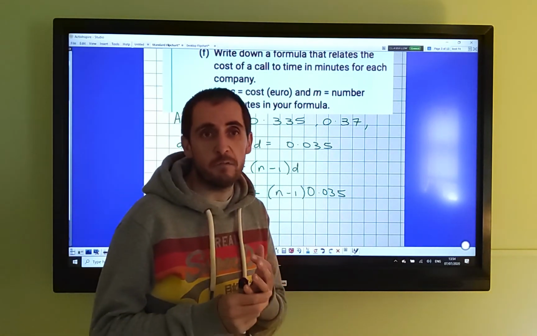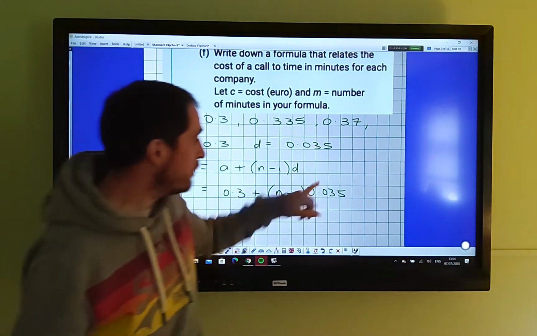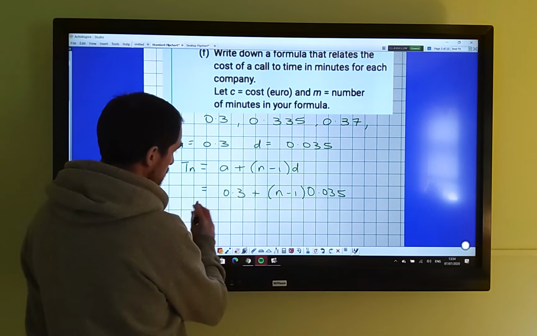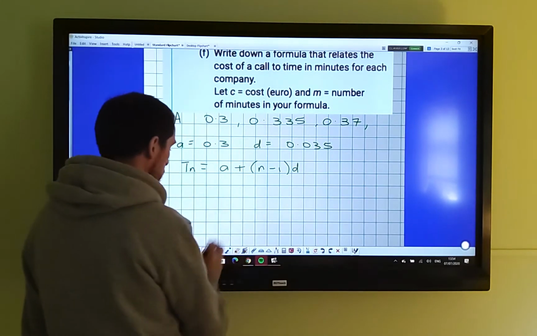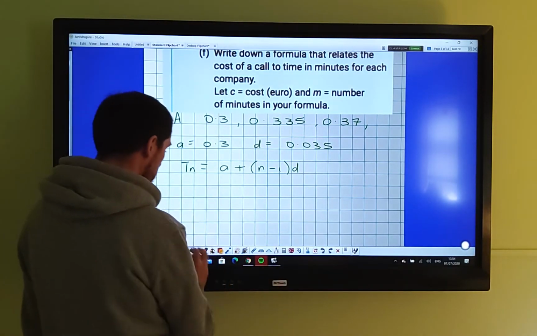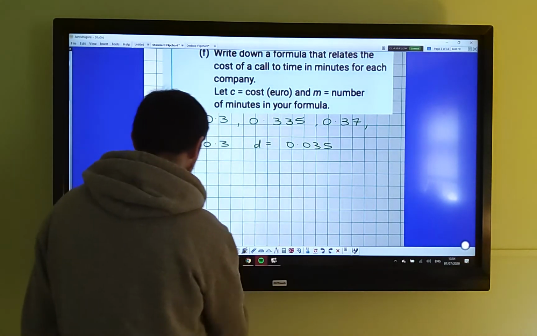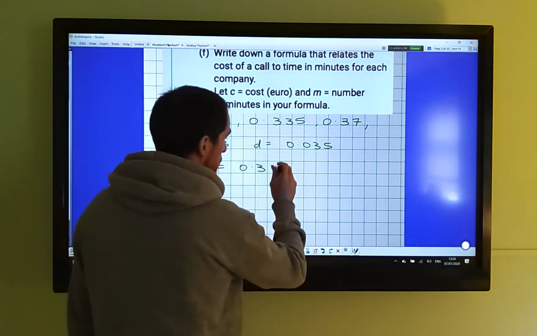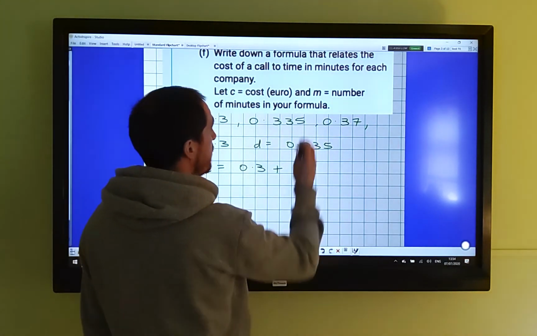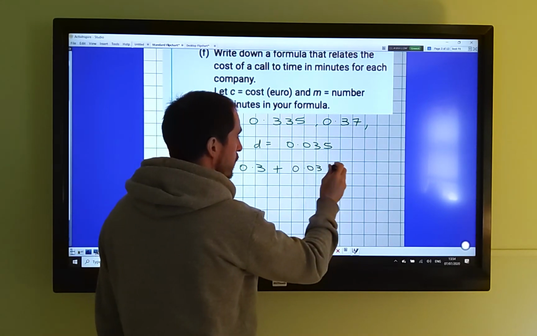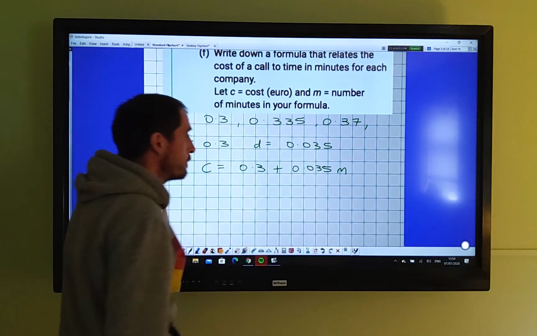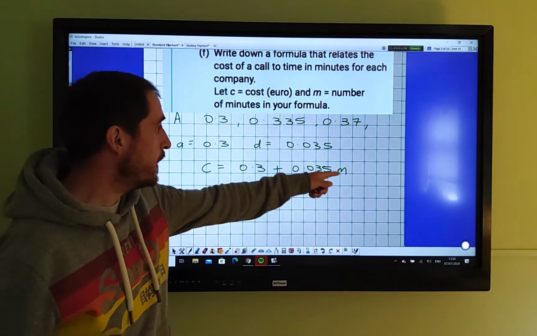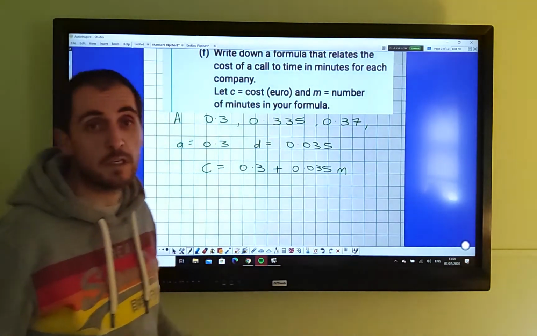Because it starts off at 0.3 and every minute it's 0.035. So that's how you normally do it, but you have to be careful of that because it won't give you your start time. So basically what it comes down to is this. The cost is equal to 0.3 plus 0.035 times the minutes. So if it was 1 minute, it would be 0.335. 2 minutes, it's going to be 0.37 and so on.